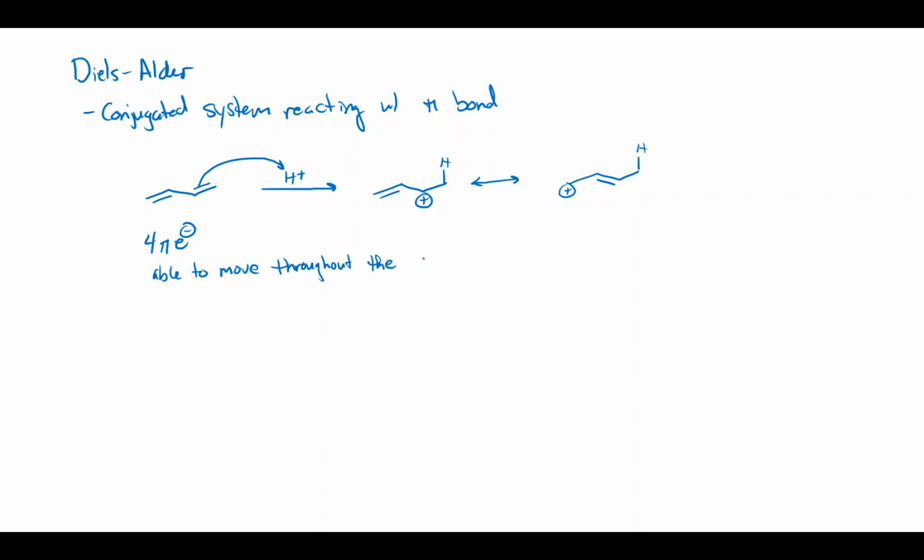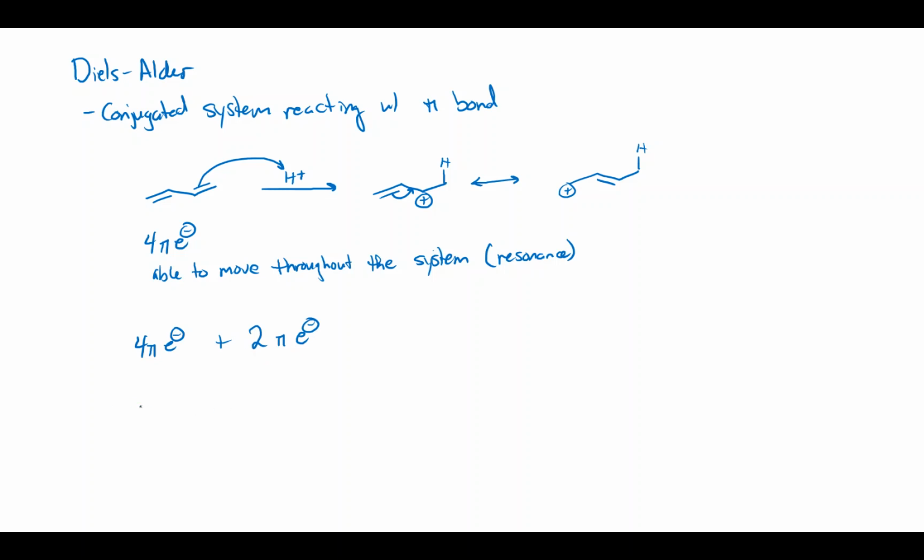And that's most obvious when we start to talk about resonance. If we make a carbocation, we can easily see how those pi electrons can move in order to distribute themselves throughout the system. Now, Diels-Alder said, okay, H plus is great, we can do all that kind of stuff. But what if we take a 4 pi electron system and react it with two more pi electrons?